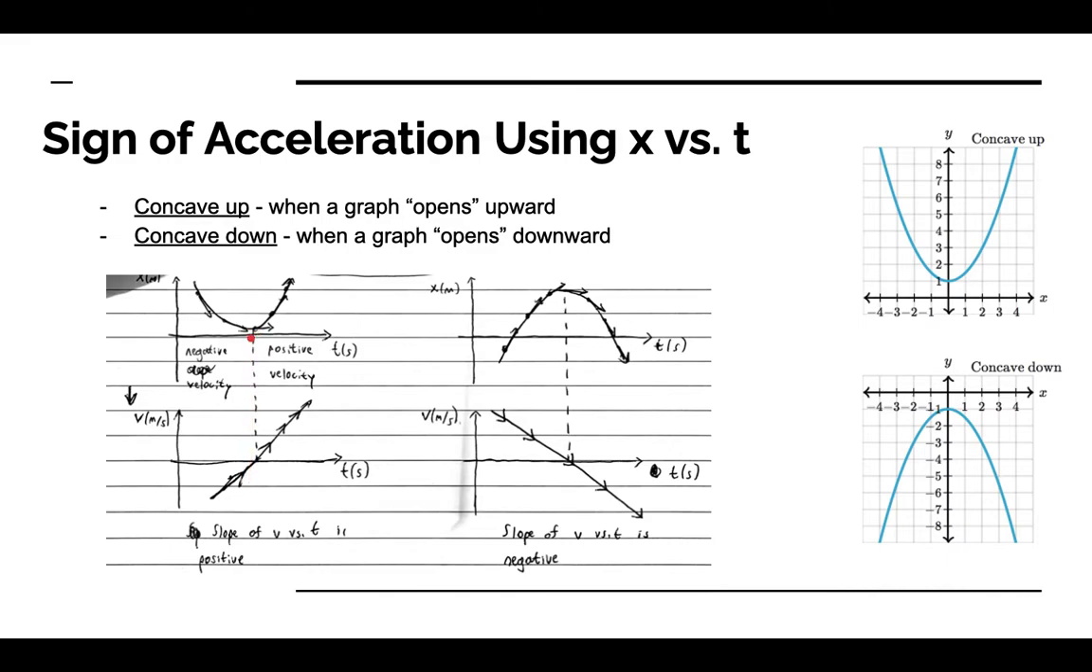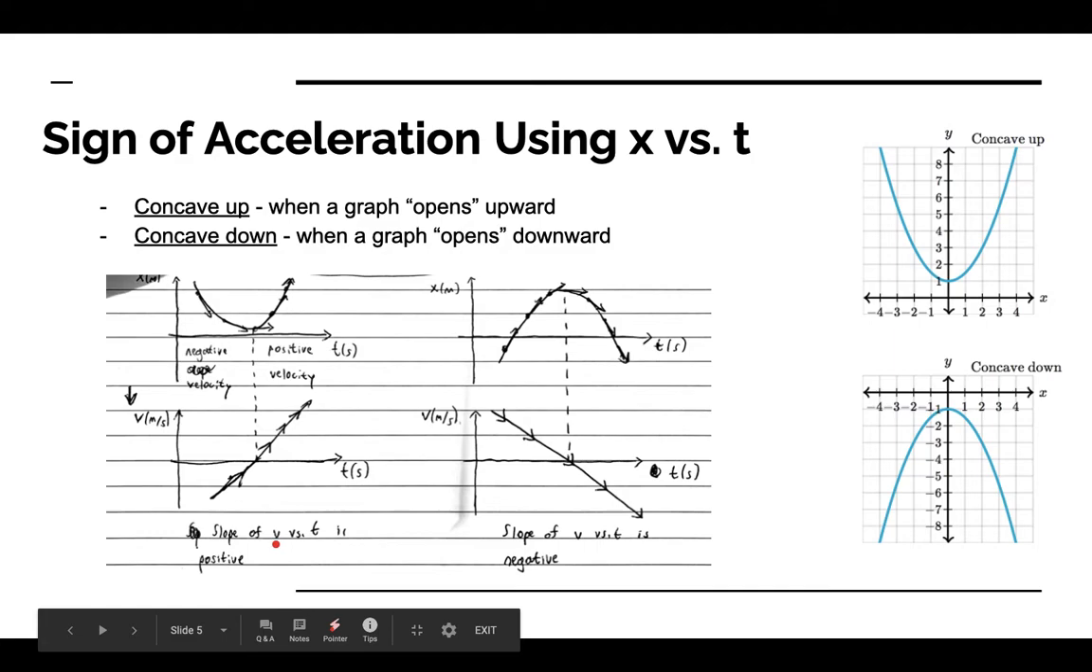And then after this dashed line right here, our object is now heading to the right because the velocity is positive, and we're speeding up because our curve is moving away from the 0 meters per second mark. What we can take note of is that for this very specific scenario, our position versus time graph is concave up, and the slope of our velocity versus time graph is positive. So when our position versus time graph is concave up, our acceleration, the slope of the velocity versus time graph, is going to be positive.